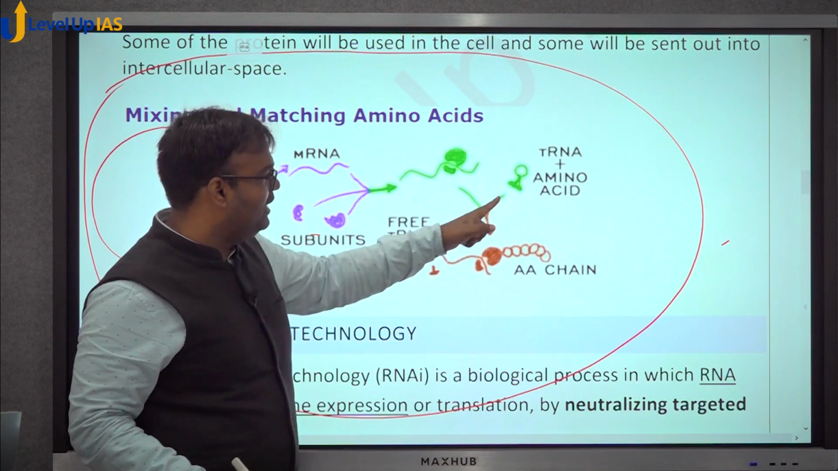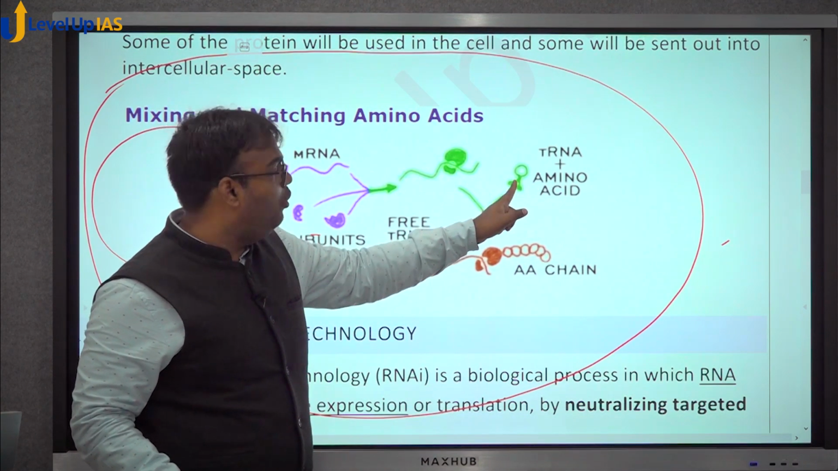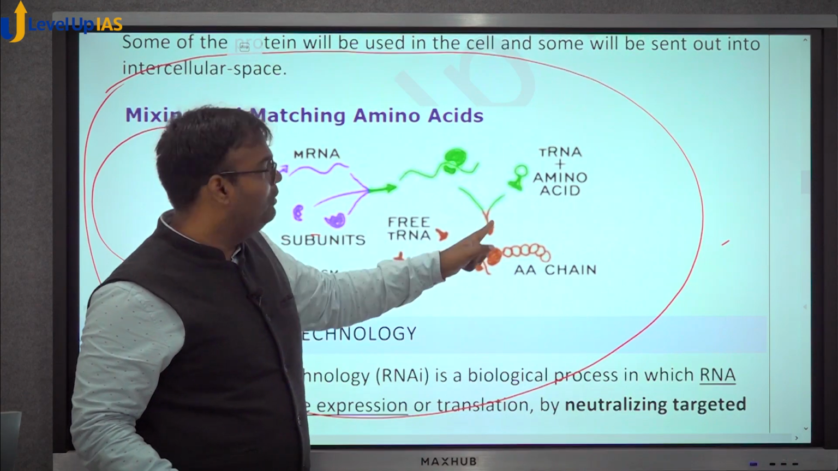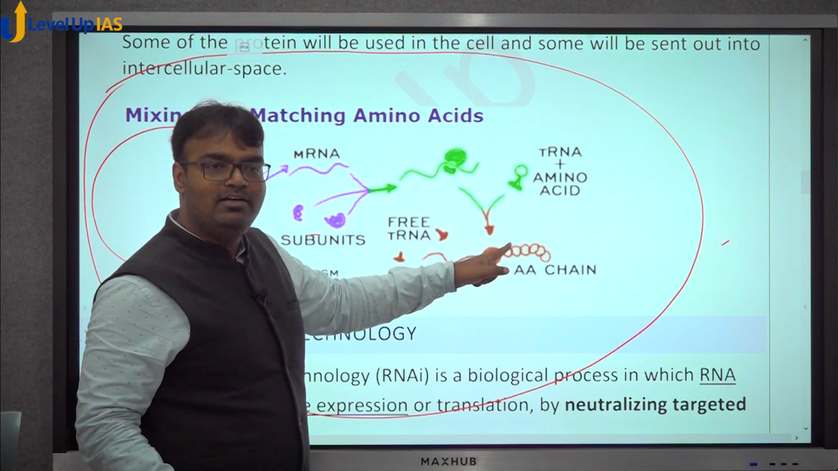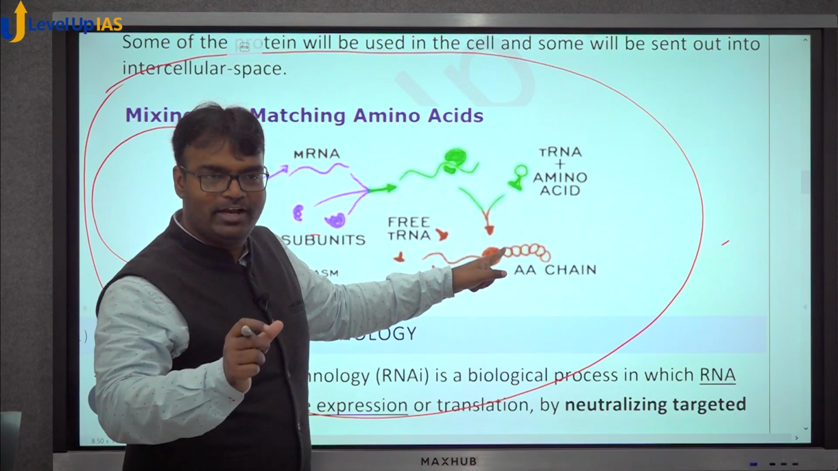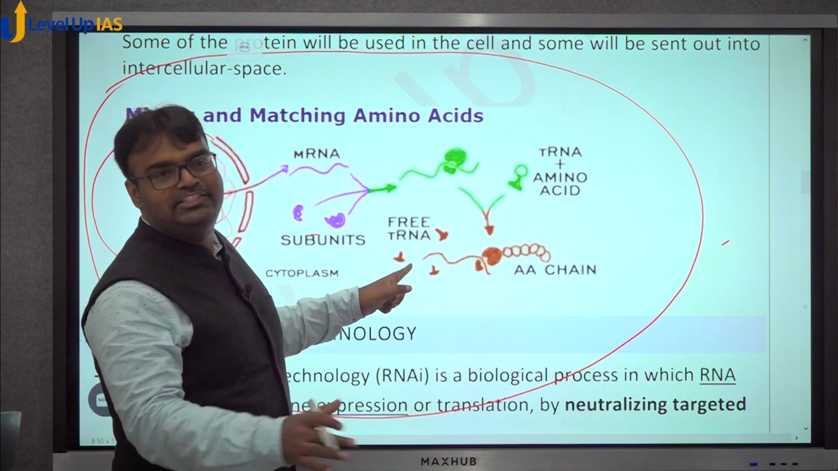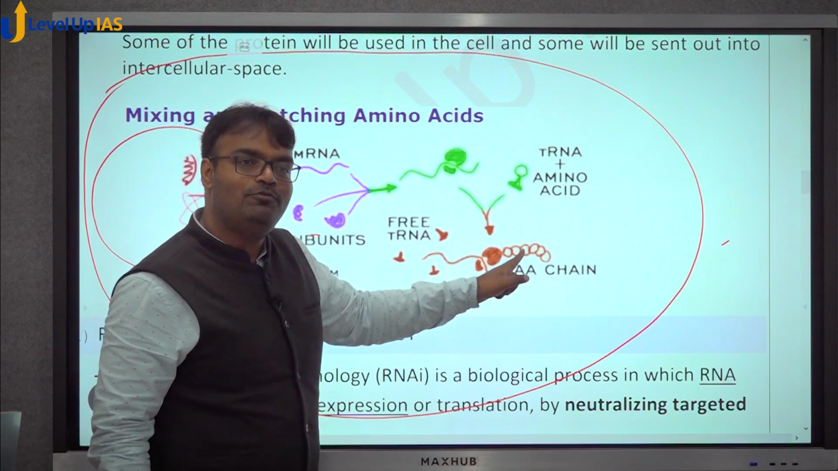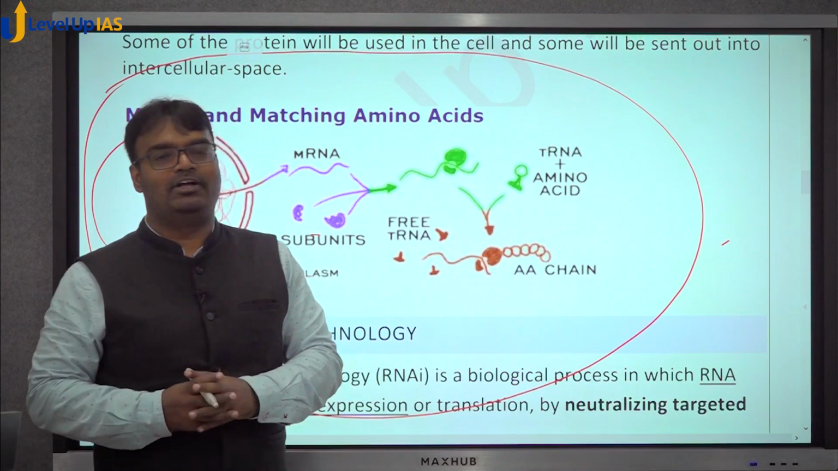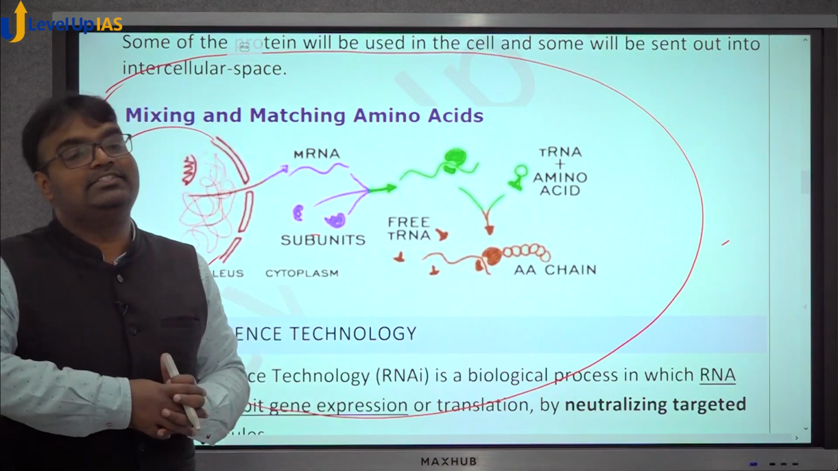Now transfer RNA, on it is attached an amino acid, will bring this to the ribosome. Ribosome will take the amino acid which is required and free the transfer RNA. This transfer RNA will get attached to another amino acid. In this way, ribosome will form this chain of amino acids and thus protein.